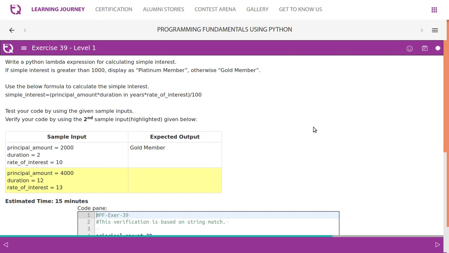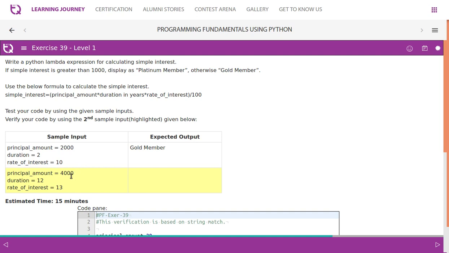Test your code by using given sample inputs. Verify your code by using the second sample input. If the principal amount is 2000, the duration is 2 years, and the rate of interest is 10%, then the interest which comes is less than 1000, so we display gold member.